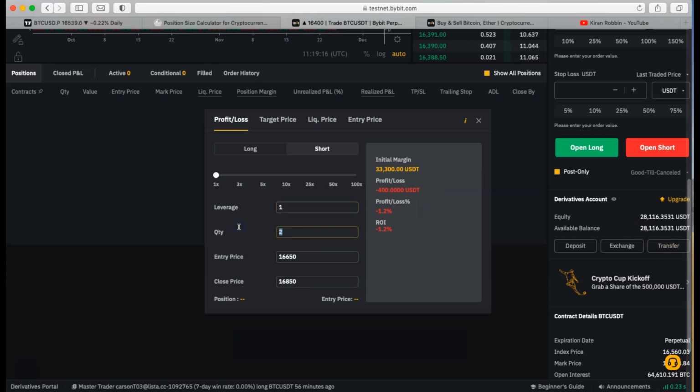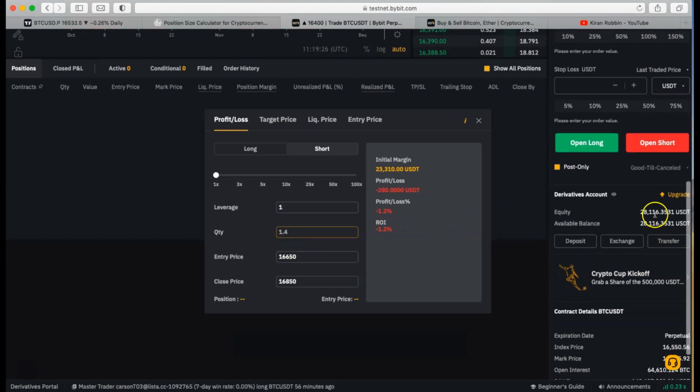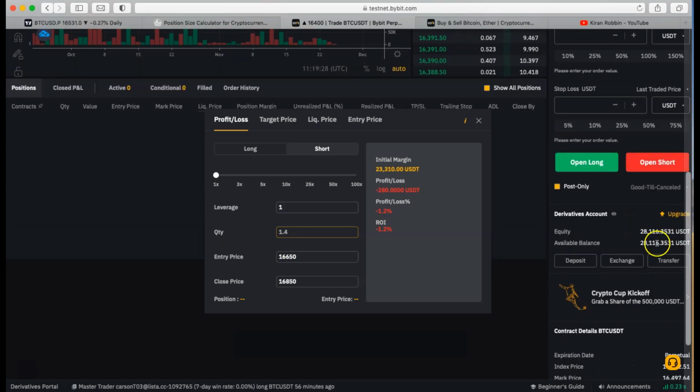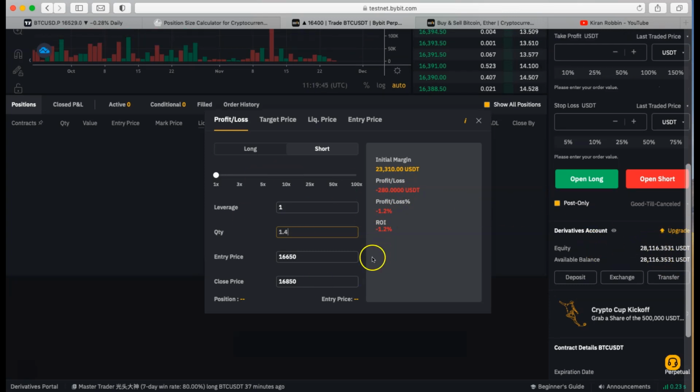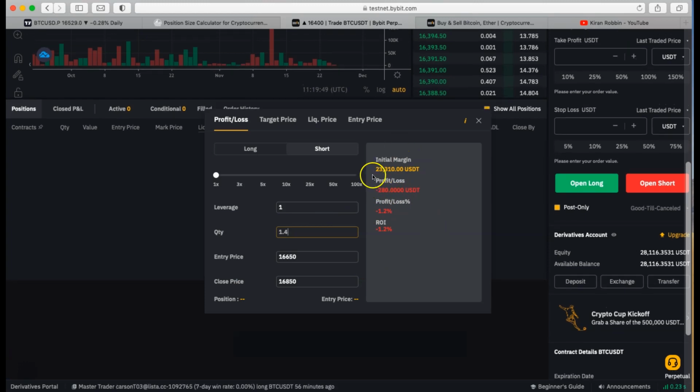So I'm going to keep adjusting this number until this becomes 1%. So if I put 1.5, it's 300. Okay, so still a bit more. So 1.4, 280. Okay, so this is fine because my account value is 28,116, and if I lost this trade, I lose $280, and $280 is 1% of 28k. If I put 1x leverage in this scenario, as you can see, I would need a margin of 23,310. So that's like a significant amount of my account, right?